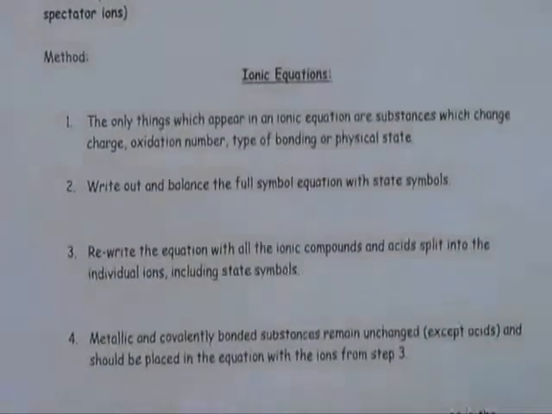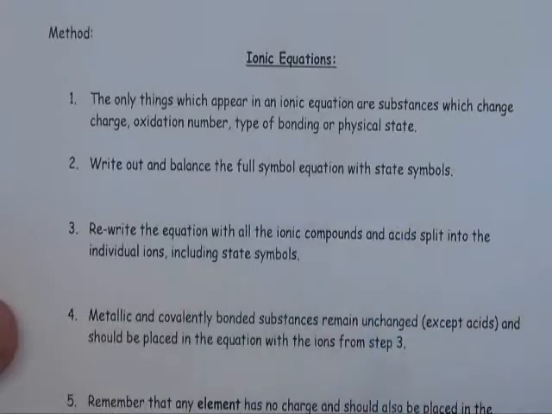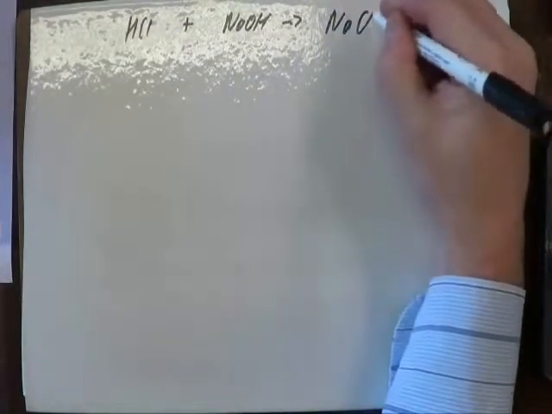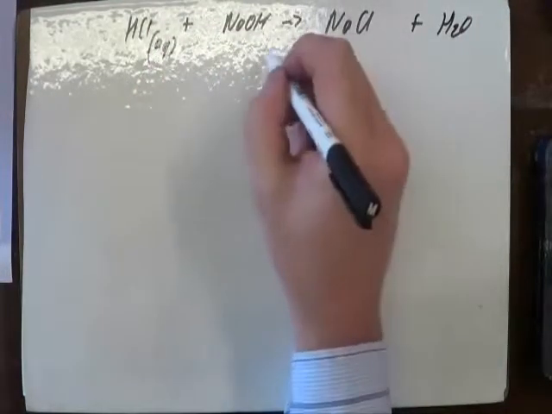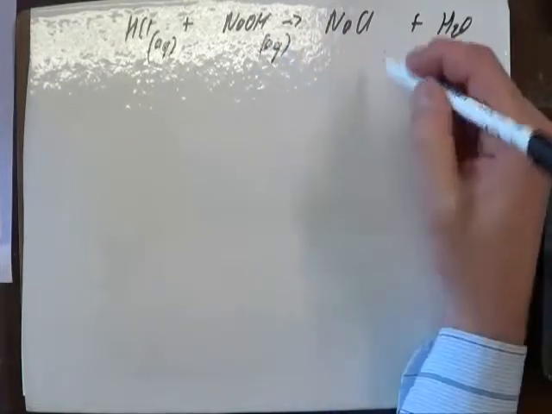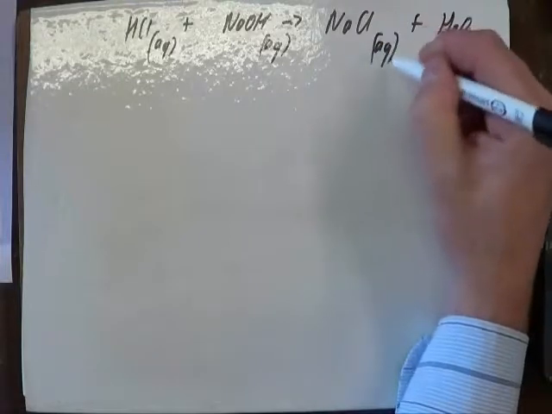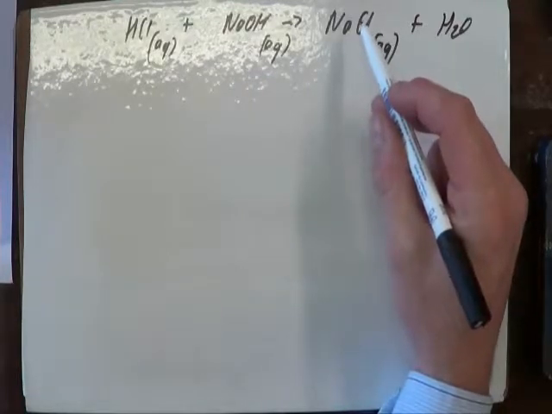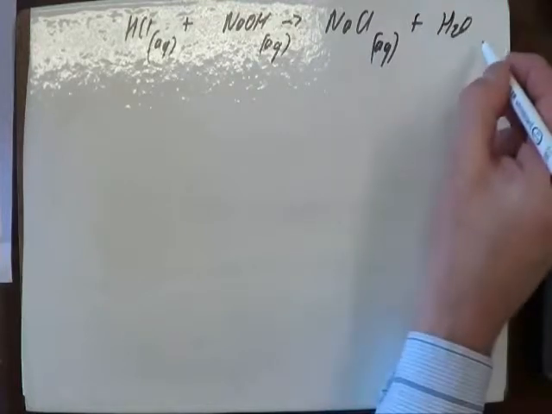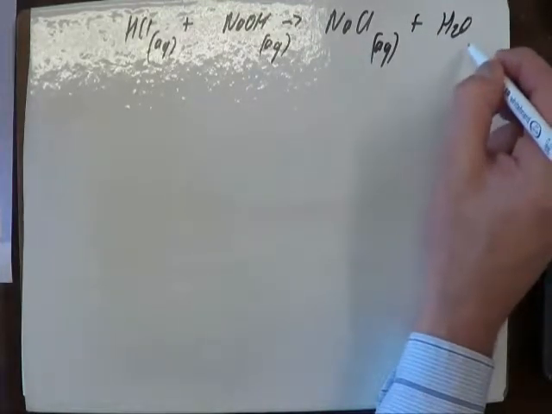The first thing that we need to do is write out the balanced full symbol equation with state symbols. Let's do that. We'll take the one that we had earlier: hydrochloric acid and sodium hydroxide, which react together to give us sodium chloride and water. Hydrochloric acid, acids by definition are aqueous, alkalis by definition are aqueous, which means they're dissolved in water. Sodium chloride is an aqueous salt. You might have to refer to the data sheet on the reverse side of your periodic table to work out whether the salt is soluble or not. And water, the common mistake is that people write water as aqueous, which means dissolved in water.